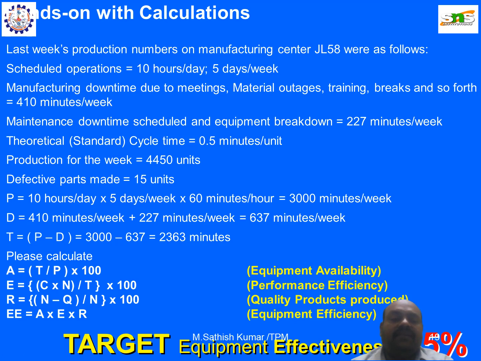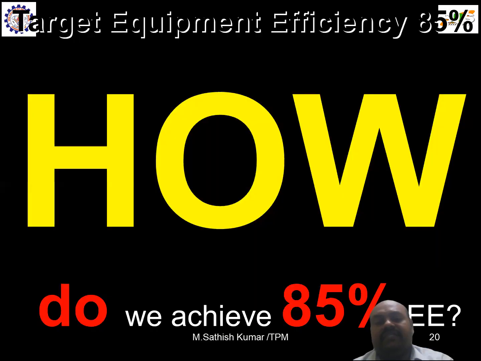So we can calculate P as 3000 minutes per week, D as 637 minutes per week, and T as 2363 minutes per week. You calculate and see what A, E, R, and E are. The target equipment effectiveness should be kept at 85%. So how do we achieve this target equipment effectiveness of 85%?